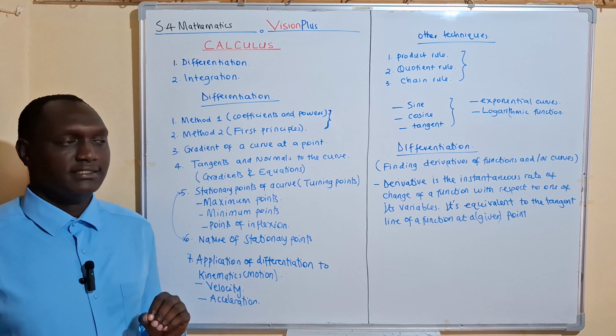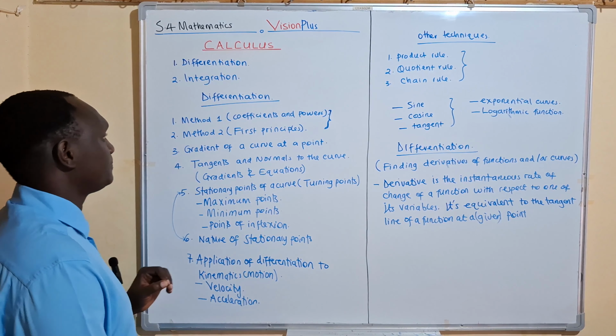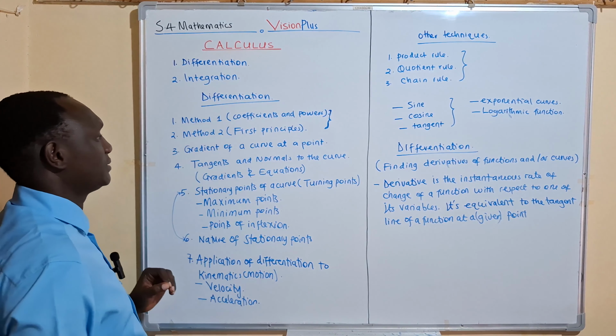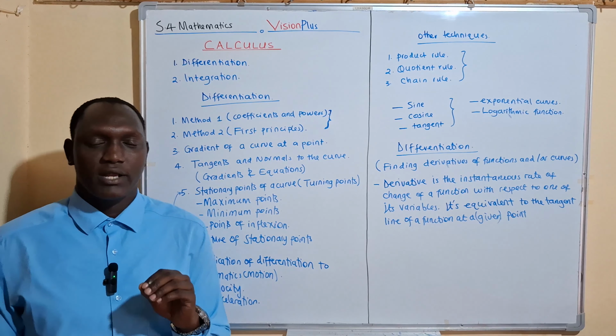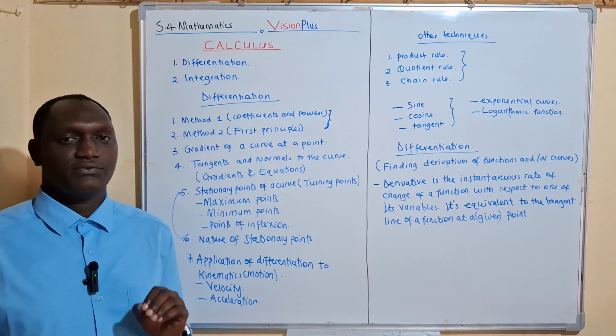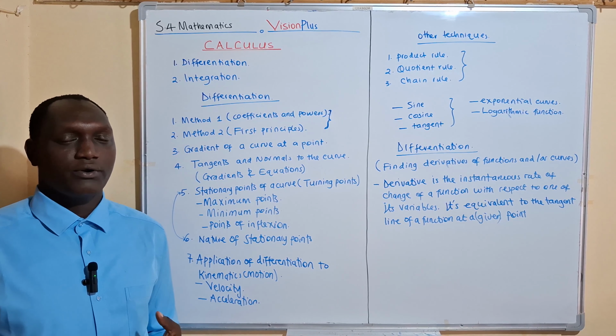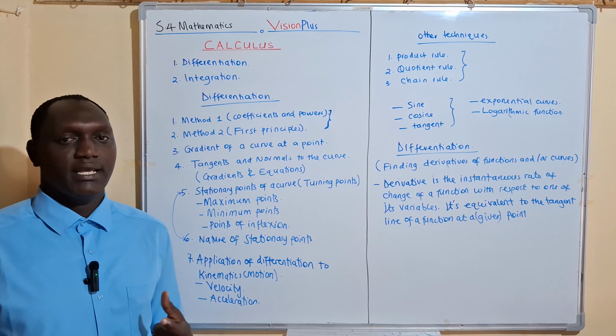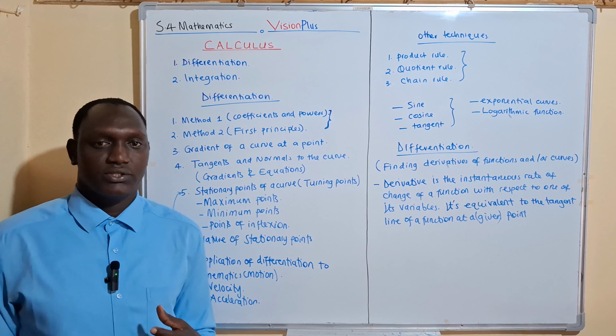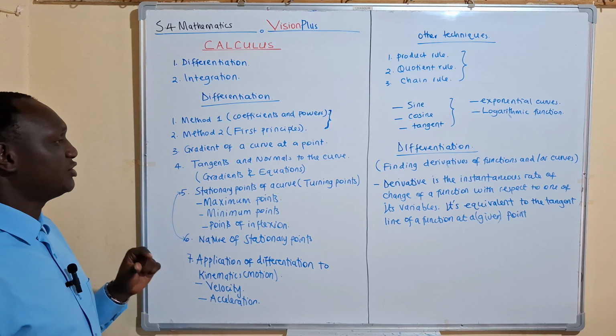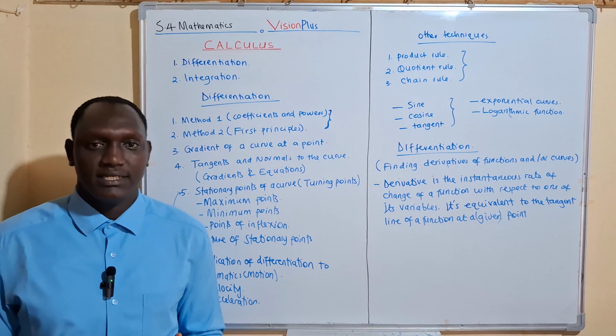So in the next class, we are going to begin with method 1. That is, how can we deal with powers and coefficients to differentiate a given function or a given curve or a given expression, so that we find the derivative of that given function.